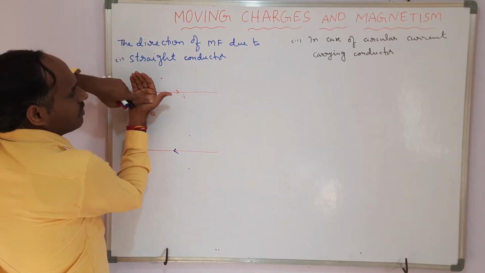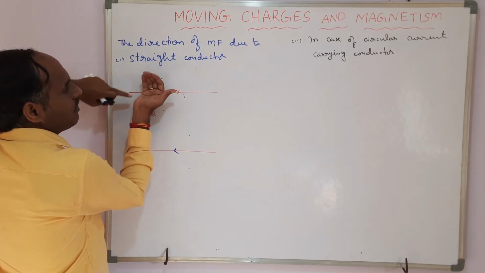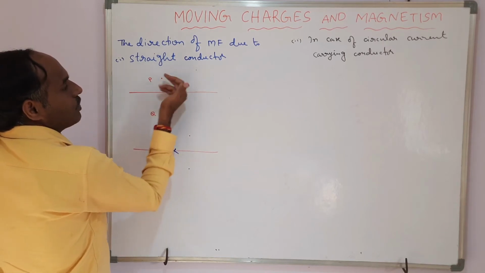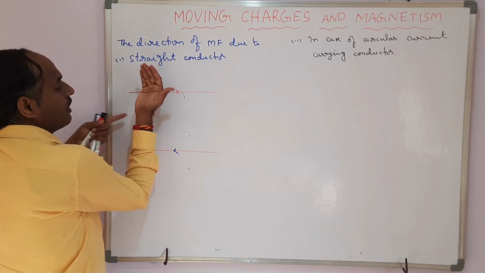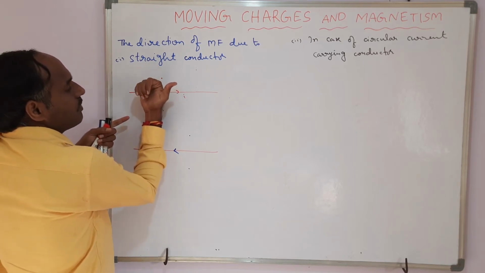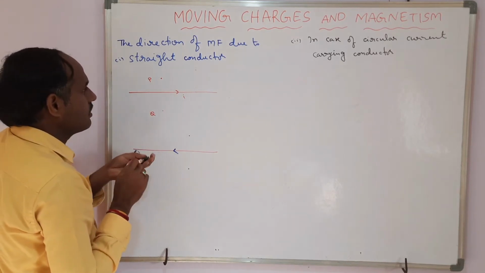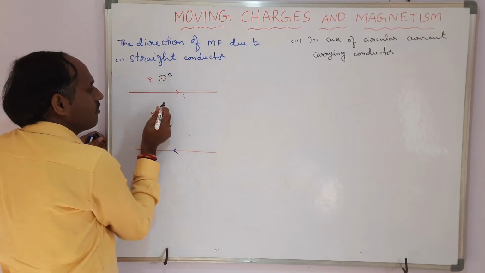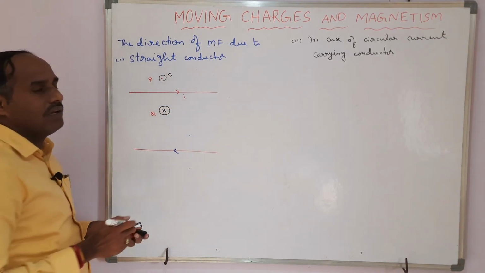When you are stretching your thumb in the direction of current, the tip of your fingers comes outside. Here, above the conductor, the magnetic field is away from the plane of the board, and at point Q the tip of the fingers goes inside, which means here we can give the direction of magnetic field B as inward. Sorry, here it is outward, and here it is inward.